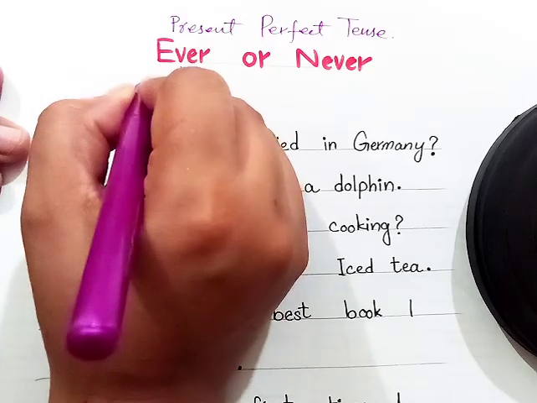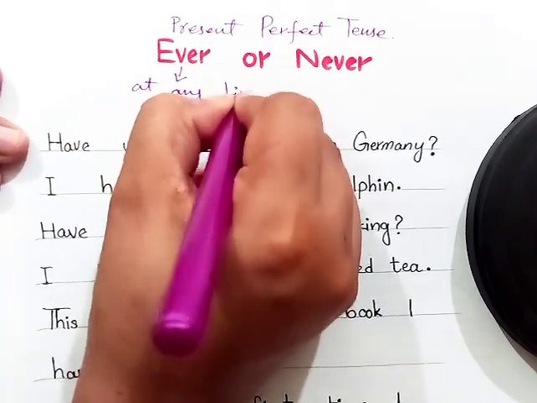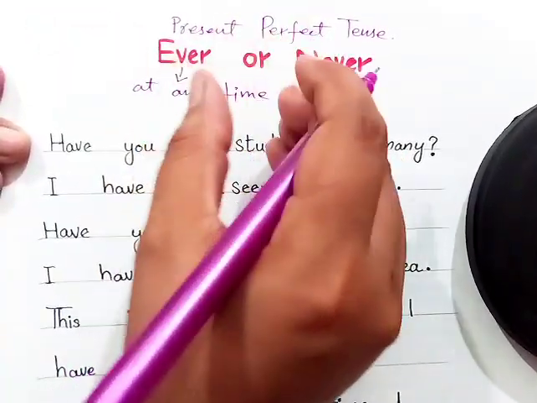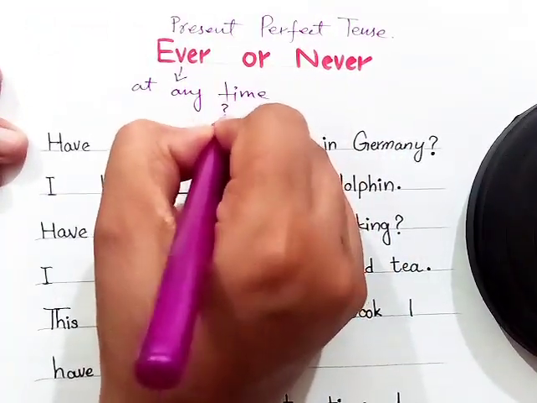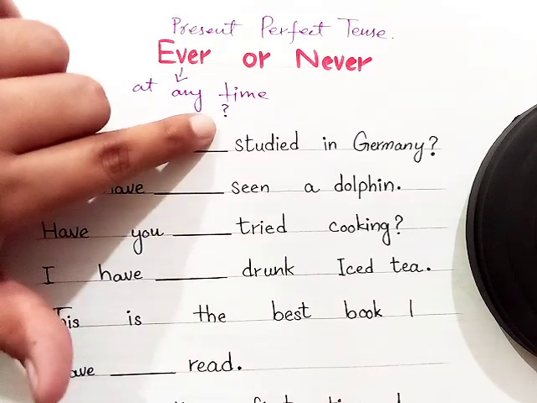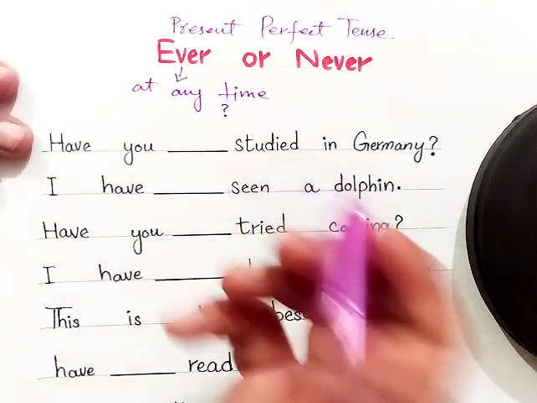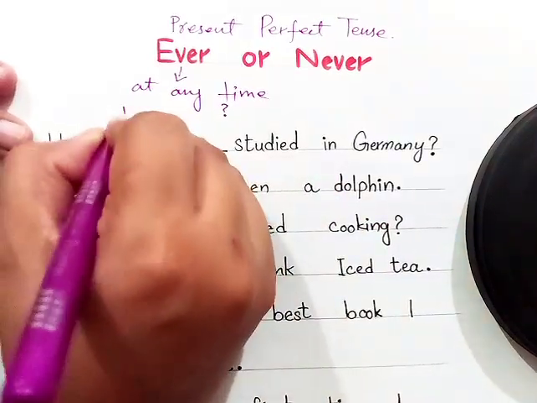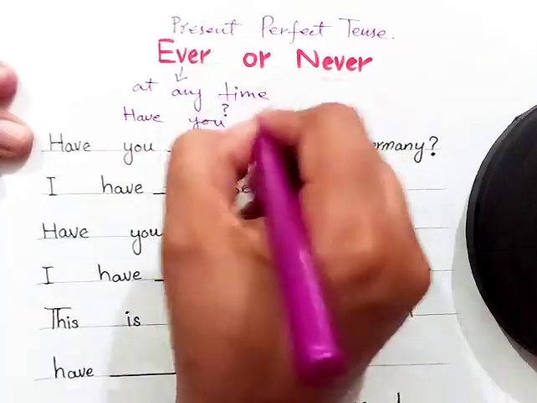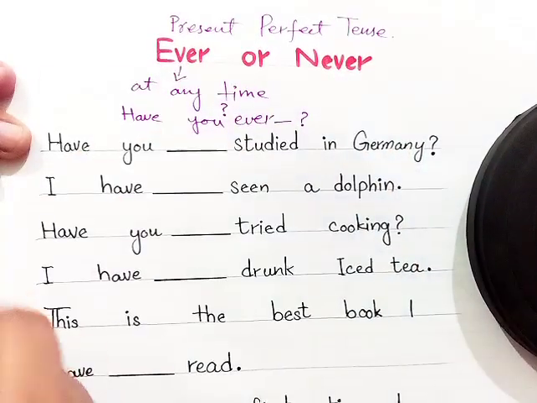Ever means at any time. Ever means at any time, and it is mostly used with interrogative sentences that end with a question mark. For example, Have you ever blank, and full stop.